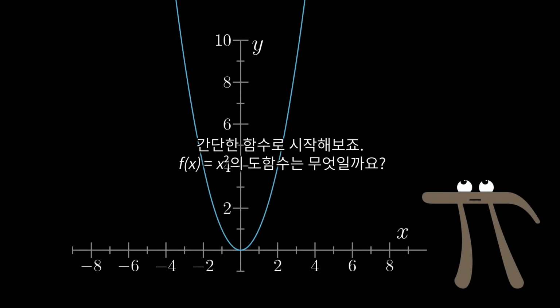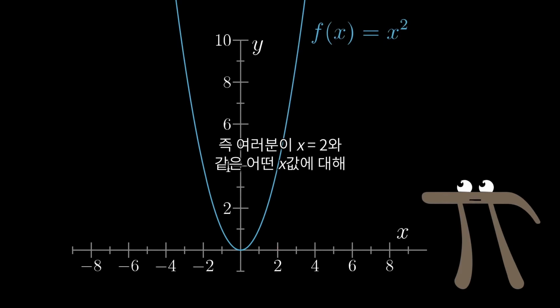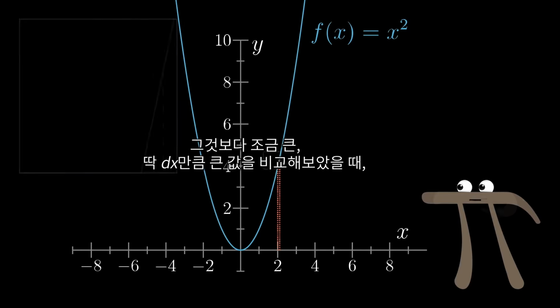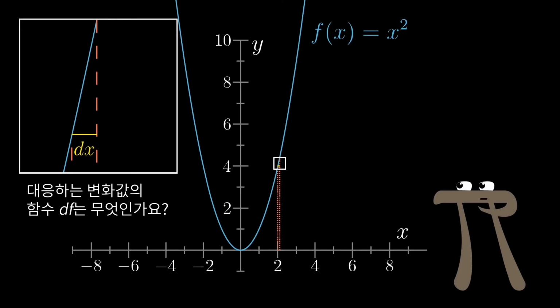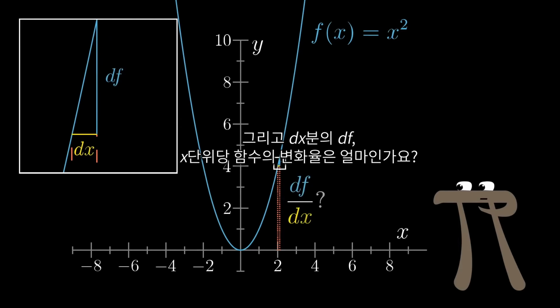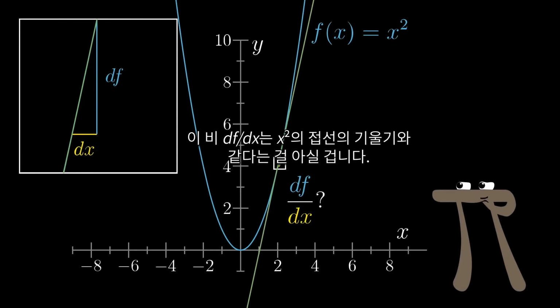Let's start with a simple function, like f of x equals x squared. What if I asked you its derivative? That is, if you were to look at some value x, like x equals 2, and compare it to a value slightly bigger, just dx bigger, what's the corresponding change in the value of the function, df? And in particular, what's df divided by dx, the rate at which this function is changing per unit change in x?